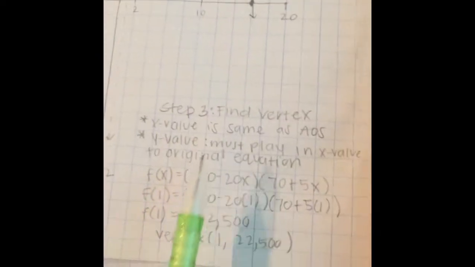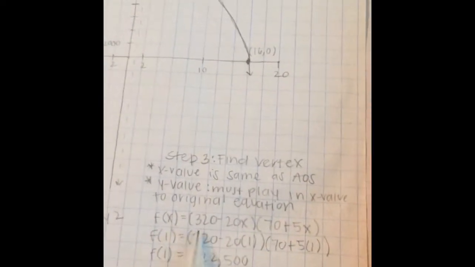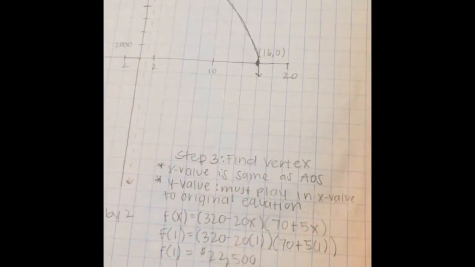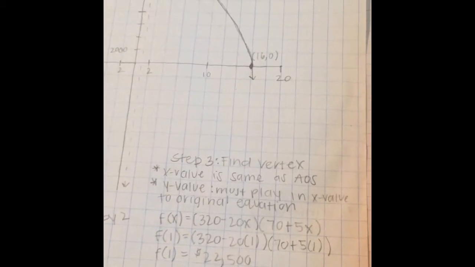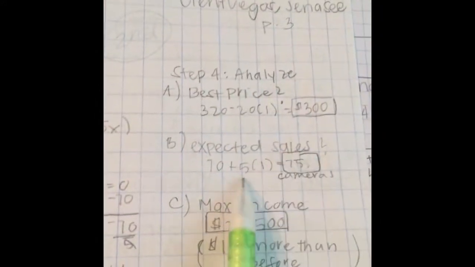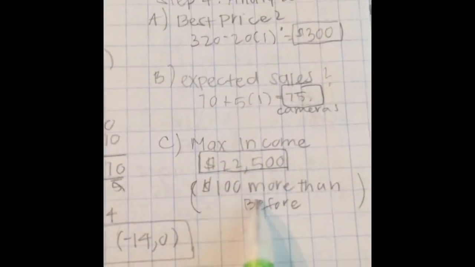And then after that, you find the vertex, and the x value is the same as the axis of symmetry, and the y value you find by plugging the x value into the original equation. So you do f(x), plug this number into this equation, and you get 22,500, and the vertex would be (1, 22,500). Then here is the conclusion, which gives the best price, which is $300, the expected sales, which is about 75 cameras, and the max income is 22,500.